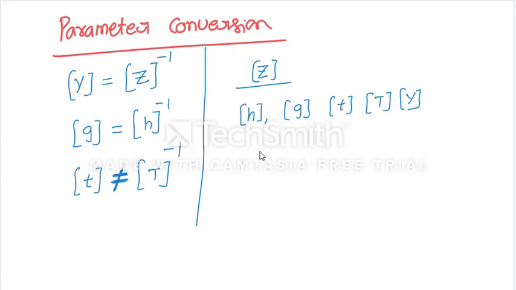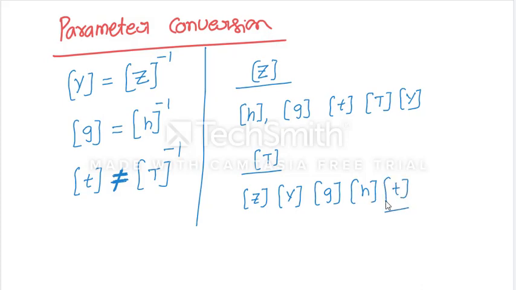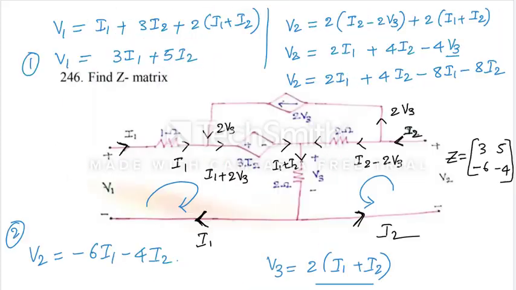Or sometimes they have given the t parameters, let us say. Then how to find the z parameters, how to find the y parameters, how to find the g parameters, the h parameters, and the t parameters also. And vice versa, we can do this analysis, and we'll understand it with one problem. We'll take one problem to understand, and we already did some problems now. We'll take those problems only, to get one parameter from another parameter.